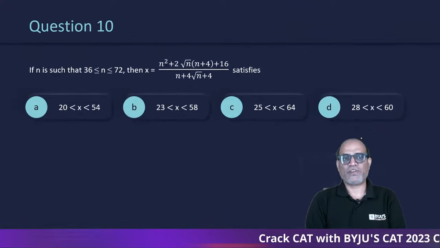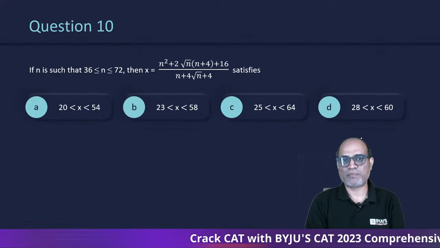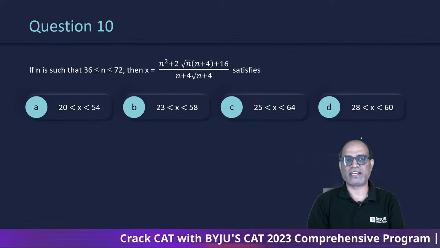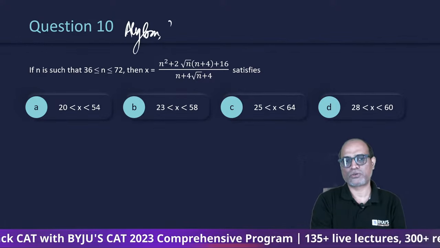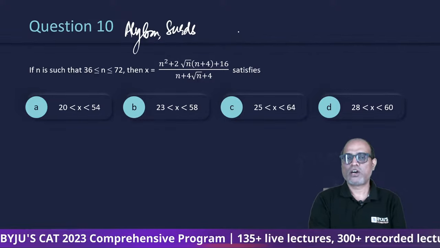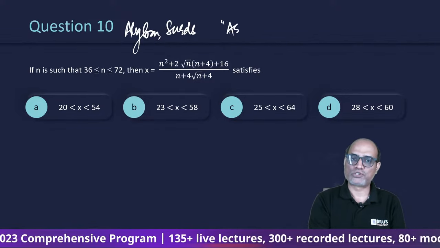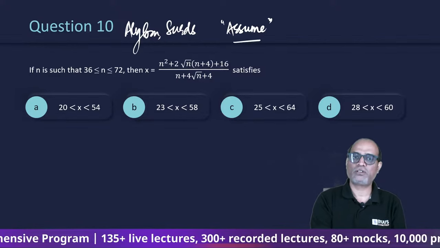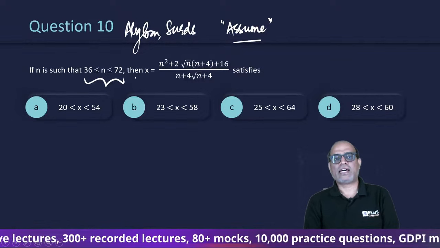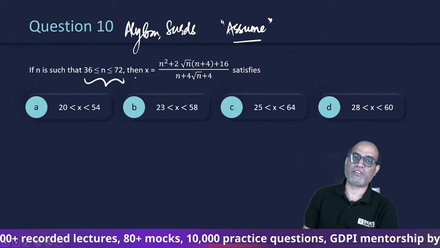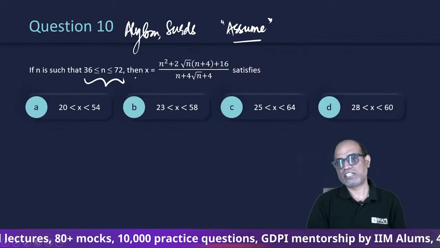Next question. If n is a number such that this happens and x is equal to this, then satisfy. So this is a question based on algebra, and within algebra, this is a question based on search. How am I going to use this? I am going to assume values. How am I going to assume values? It is given, so I will pick the value from here. Now n should lie from 36 to 72 such that this satisfies.